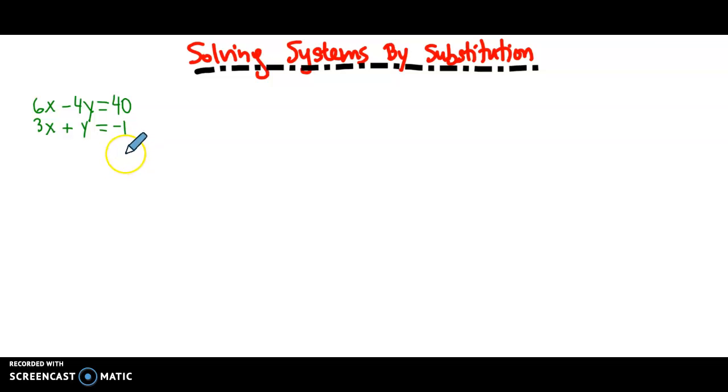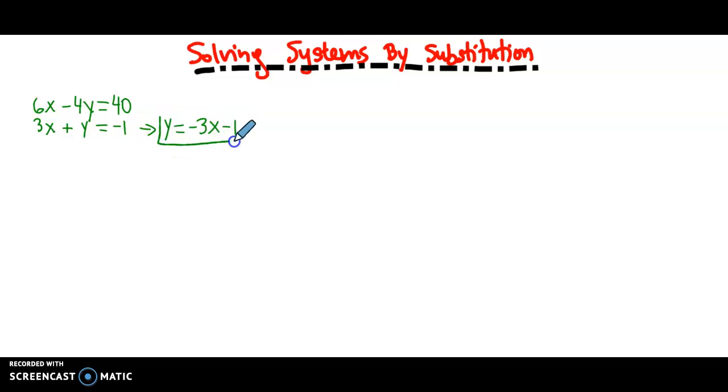So check for any coefficients that you have of 1. This is a 6 and negative 4. Now, no ones. This is a 3 and there's a 1. So the easiest way is to start by isolating the second y just because it has a 1 in front of it. So that's what I'm going to do. I'm going to take the 3x over, and it would be y equals negative 3x minus 1.